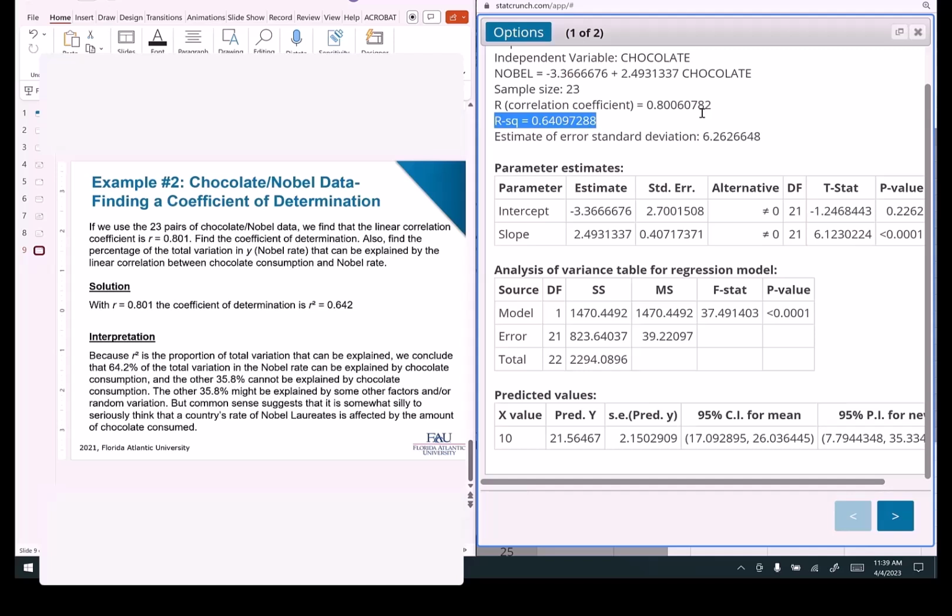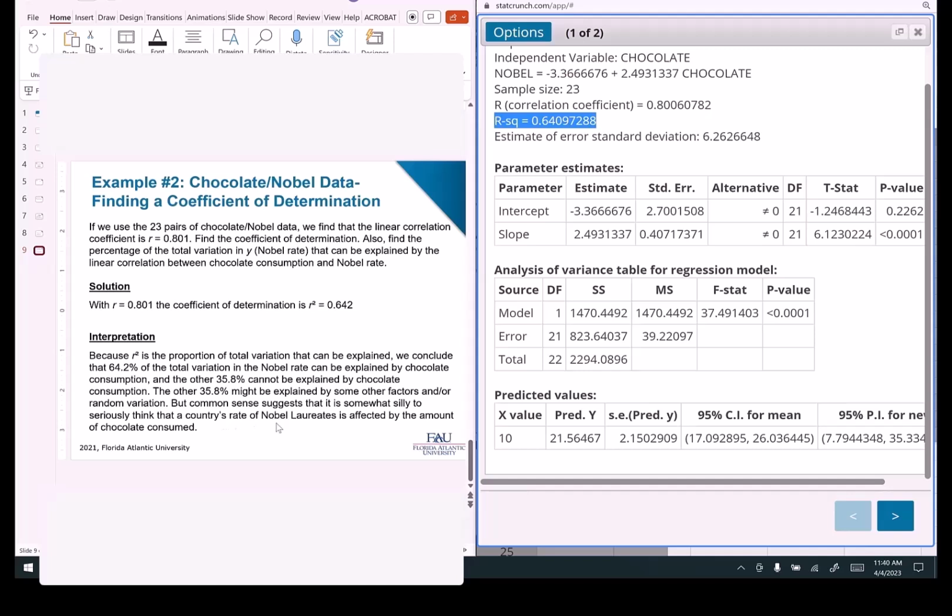64.2% of the total variation in the Nobel rate can be explained by chocolate consumption. And the other 35.8% cannot be explained by chocolate consumption. The other 35.8% must be explained by some other factors and/or random variables. But common sense suggests that it is somewhat silly to seriously think that a country's rate of Nobel laureates is affected by the amount of chocolate consumed.